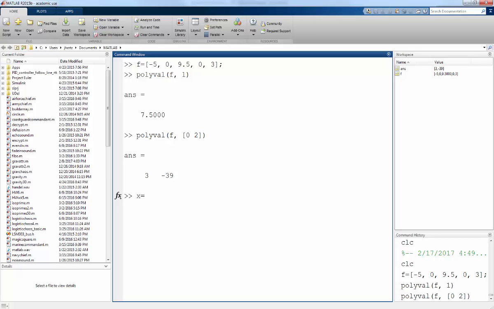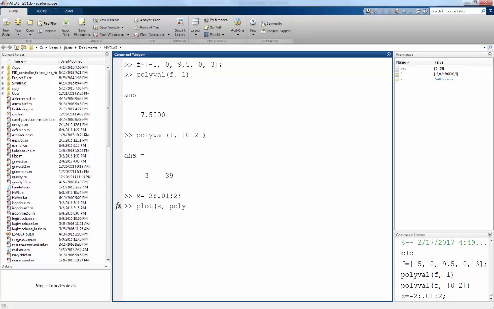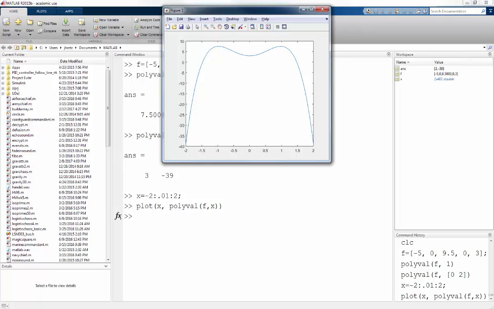If we want to know a range of values, then we can quickly make a plot. Let's create some x values, negative 2, counting up by 0.01 to positive 2. Let's plot x versus polyval of f, x. And here we see the polynomial evaluated from negative 2 to positive 2 gives us that shape.